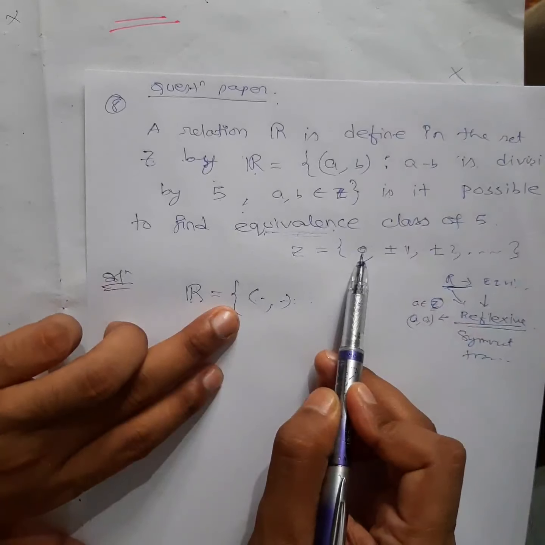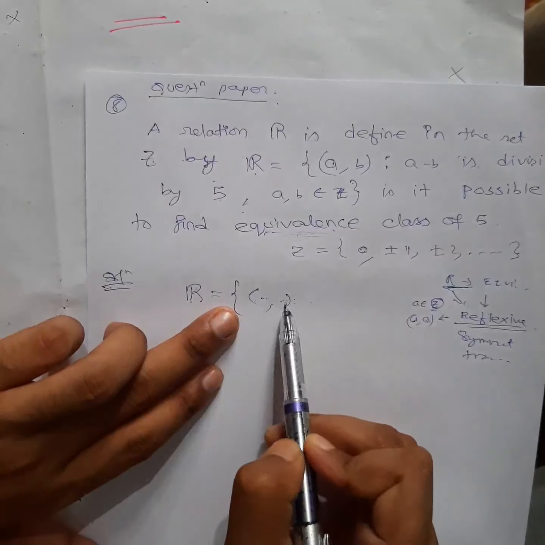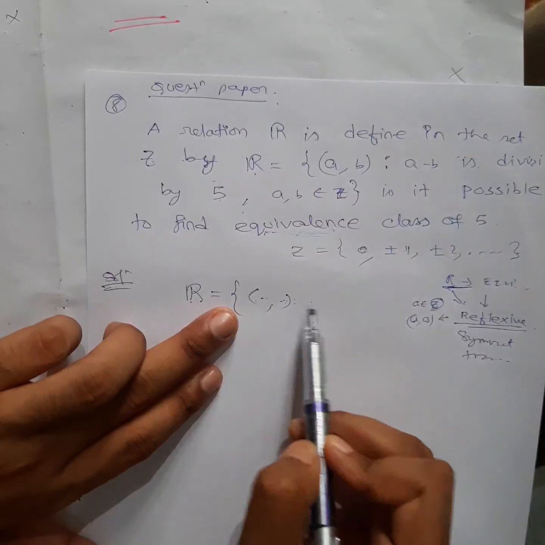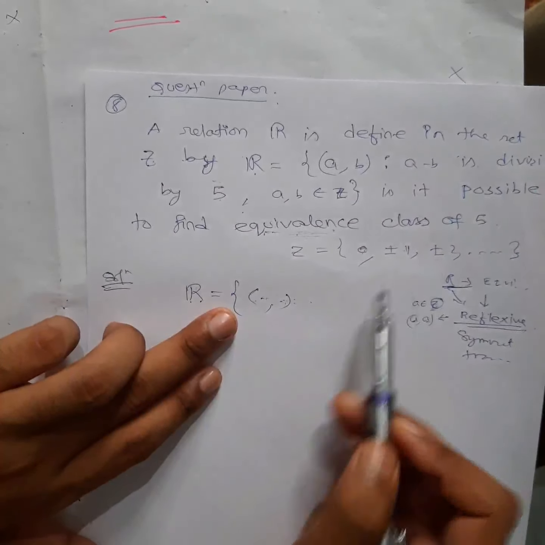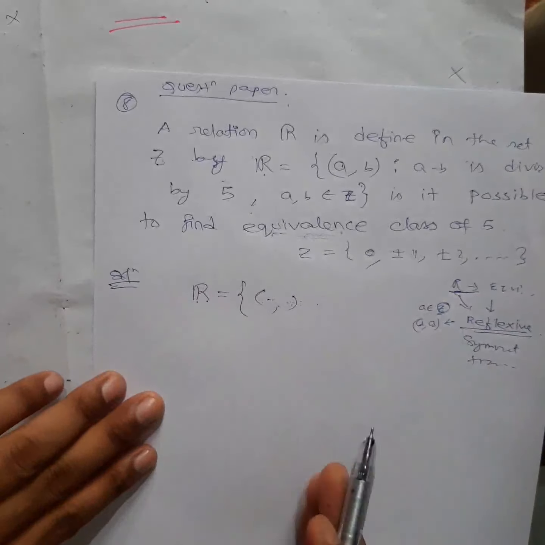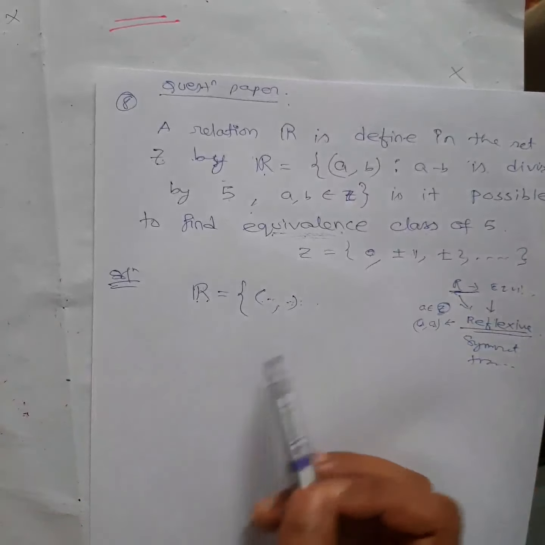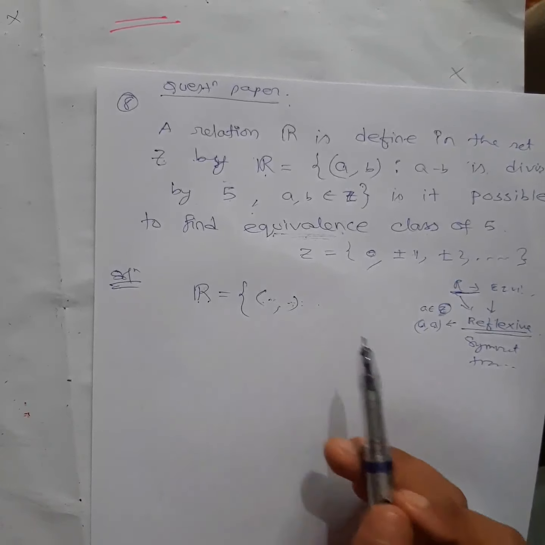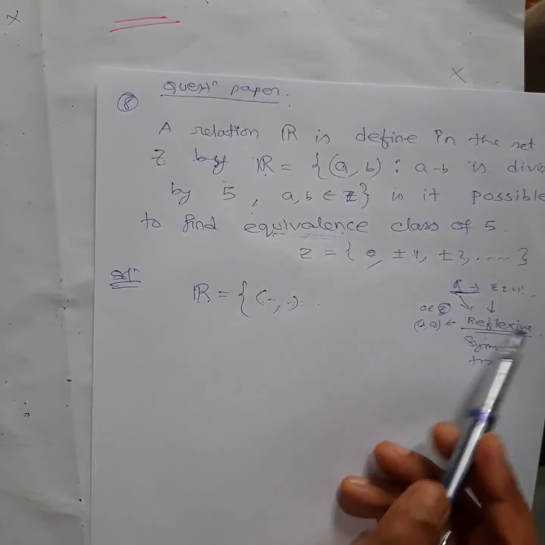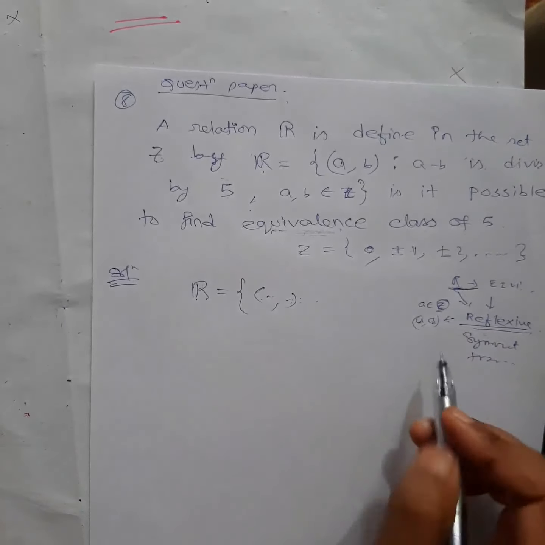Suppose A is 0, is (0,0) there or not? A is 1, is (1,1) there or not? Is (-1,-1) there or not? Now obviously you cannot check from the set because it's an infinite set. So you need to use it in general form. This reflexivity you have to show in general form. How will you show it? Very simple.